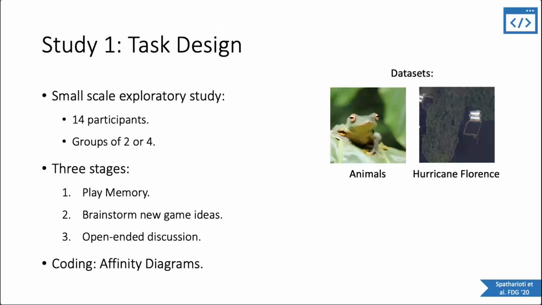For our first study, which was small-scale and exploratory in nature, we recruited 14 participants, which were divided into groups of 2 or 4. We first asked them to play a round of memory competitively. We then asked them to brainstorm new game ideas using the toolkit, and finally we ended with an open-ended discussion. Observations and discussions were coded using affinity diagrams. We used two datasets for this study, one about animal identification from iNaturalist, and one about identifying flooded manure lagoon facilities after Hurricane Florence in 2018.